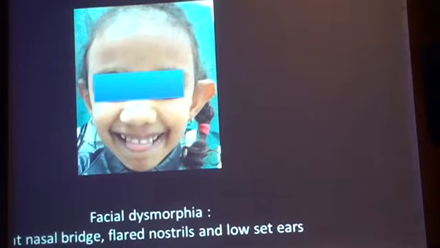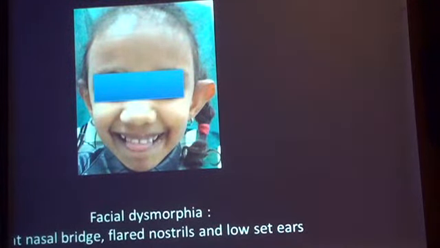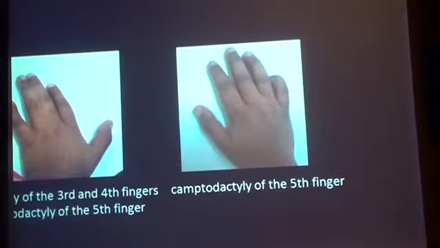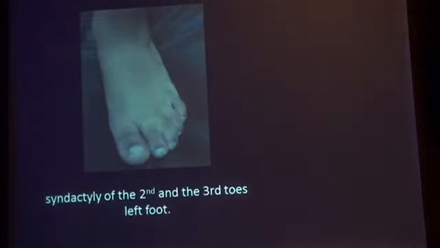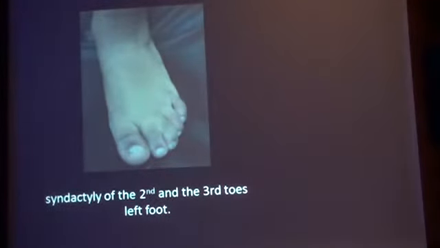For our patient, the general examination found a facial dysmorphia, including a flat nasal bridge, flared nostrils, and close-set ears. Hand examination found in the right hand syndactyly of the 5th finger, and in the left hand syndactyly of the 3rd and 4th fingers, associated to syndactyly of the 5th finger. We also notice syndactyly of the 2nd and the 3rd toes of the left foot.